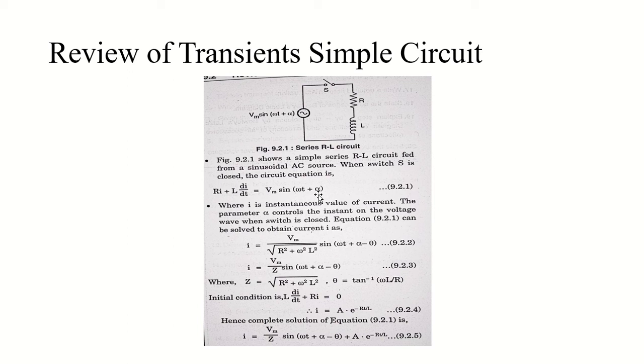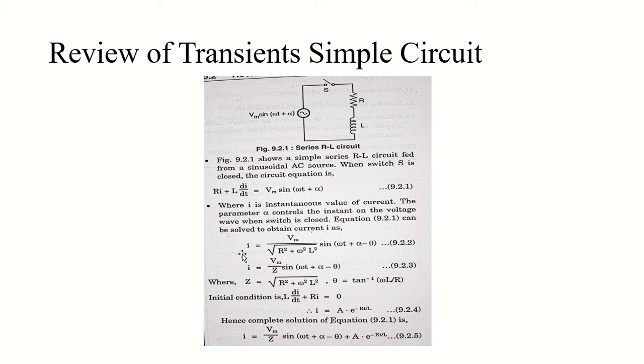And if I want to solve this equation for the value of i, if I want to make i the subject, how can I write this equation? I have to take integration on both sides. They have skipped one step and directly showed the equation, but I have to take the integration on both sides, and at the end I will reach this equation. So the final value will be i equal to Vm sine omega t plus alpha minus theta divided by the square root of R squared plus omega squared L squared.